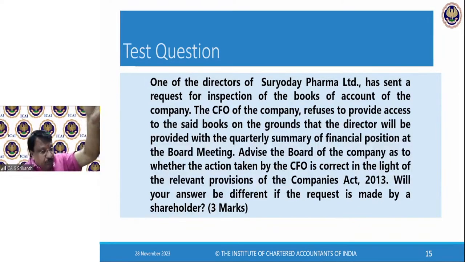It needs more. So this question just needs you to say, not bluntly, CFO is incorrect. No. You give explanation, as Suman has rightly done. Suman's answer is good. Action of CFO of refusing inspection of books of account is not right. Add that one thing so that the action of the CFO refusing to provide access to the books of account is not right.